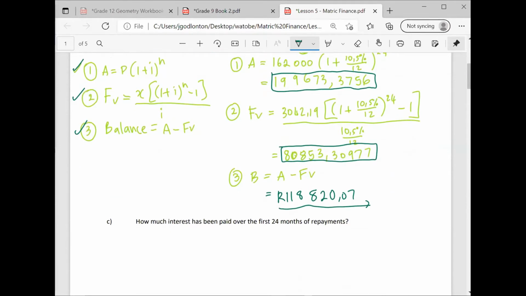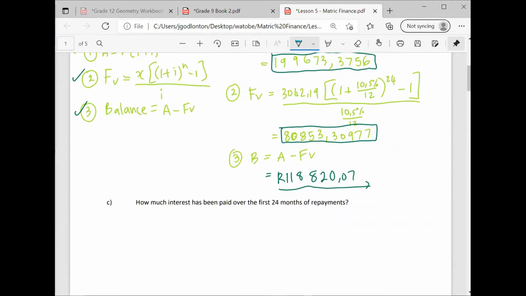Okay, the last part of this question is how much interest has been paid over the first 24 months of repayments. So again, if we sort this out into a logical format that we know we can follow, we can always get the right answer. So when we're talking about how much interest we've paid, the first thing we want to think of is, well, how much have I actually paid into this account? And I know I've been making a monthly payment of 3,042 Rand and 19 cents. And I have made 24 payments.